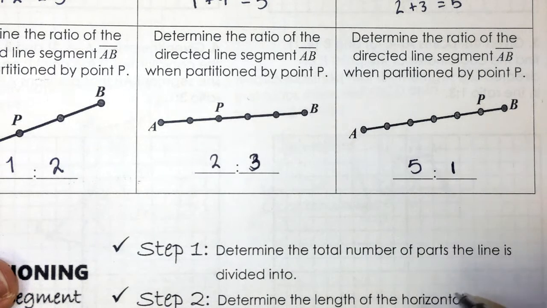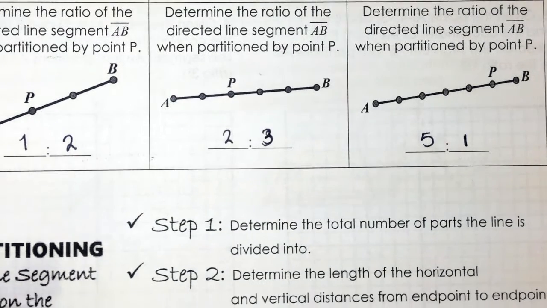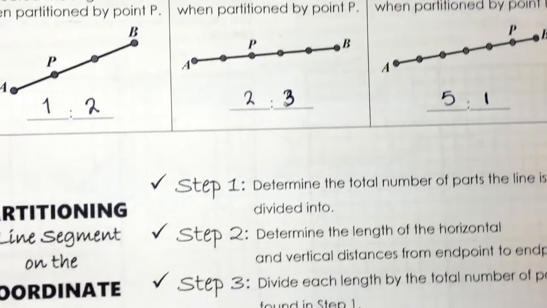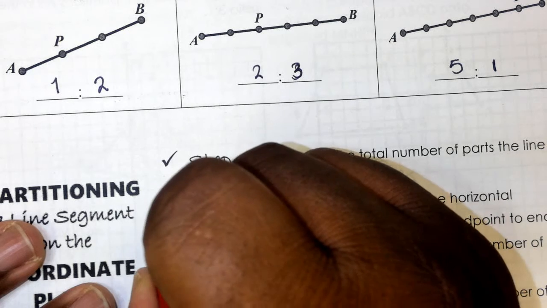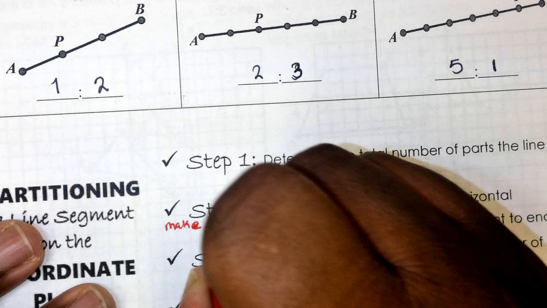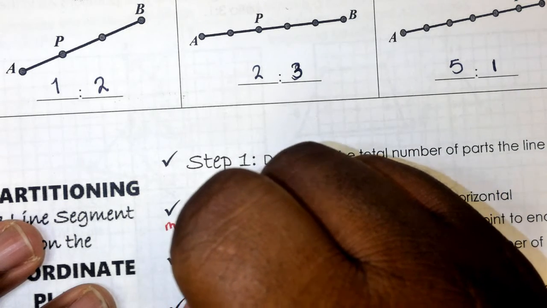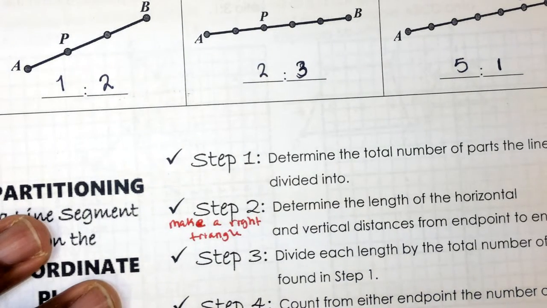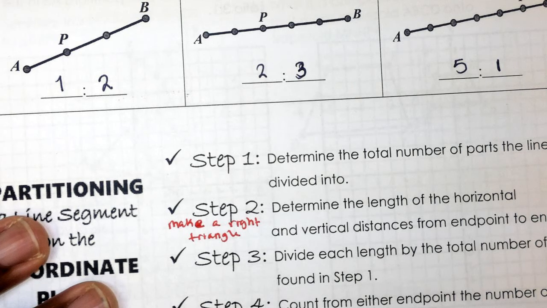So the first thing is to determine the total number of parts that you have to divide into. The second thing is to determine the length of the horizontal and vertical distance from endpoint to endpoint. Maybe make a note on this, because that may sound crazy to you, but we've been doing this since the beginning of the year. This is where you're going to make a right triangle so you can get your horizontal and vertical distance. We've been doing that all year, so there should be no confusion on that. That's step 2.